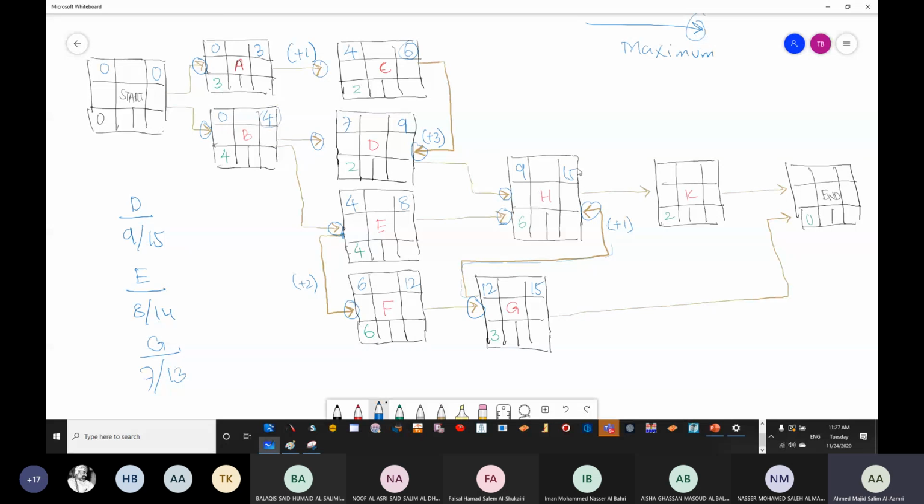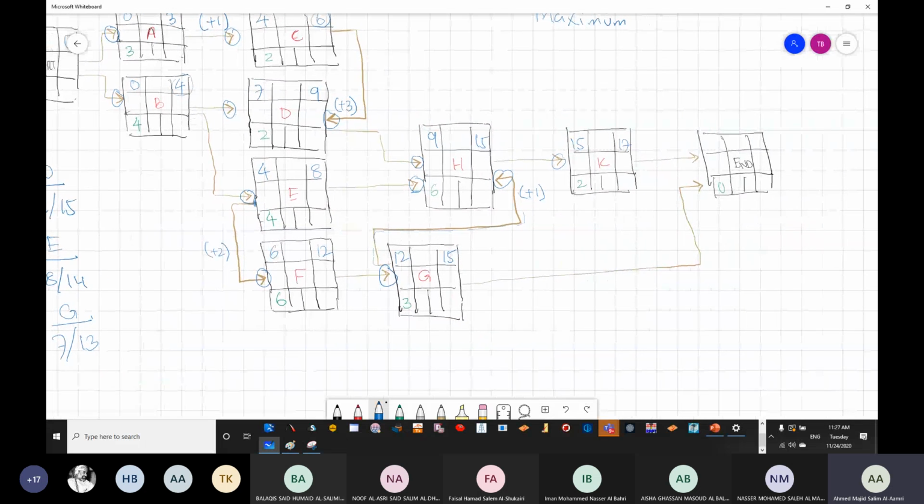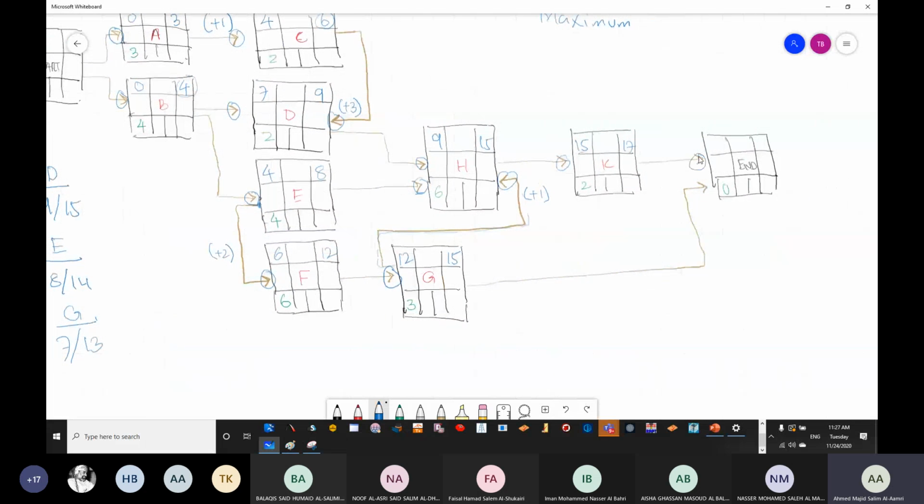How many arrows are going to K? Only one arrow, which is from 15. 15 plus 2 is going to be 17. How many arrows are going inside N? 2 arrows. One is from 17, one is from 15. Which one to choose? 17. So the final duration of this particular project is 17 days.